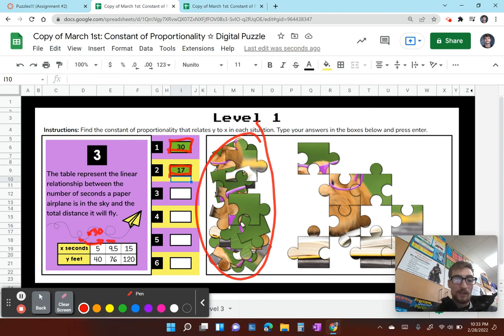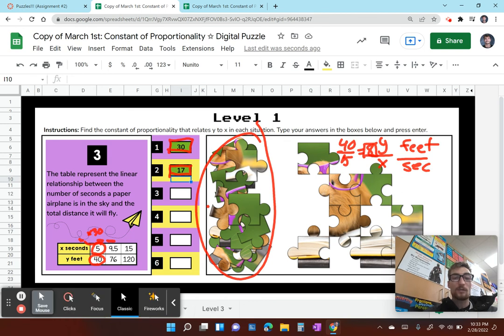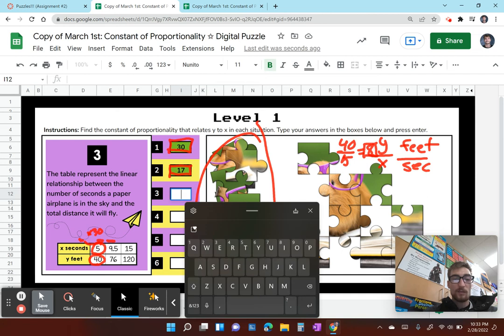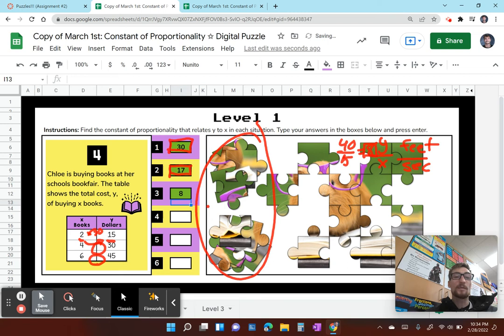So I'm going to grab out my pen here. If I do my y over my x, my feet over my seconds, because I want to figure out feet per second, then I'm going to take 40 and divide it by 5. I travel 40 feet in 5 seconds. Well, that gives me 8 feet per second. So I'm going to go to my third blank here, type in 8, enter, and it gives me puzzle pieces.